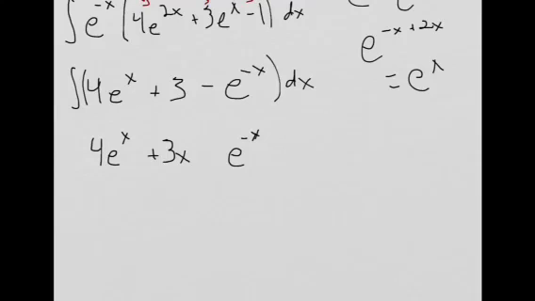Now I just have to work out my coefficient so that I get this minus sign out. What would I need to put right here so that when I take the derivative, I get this minus? Well, I would need it to be positive. And then I get my plus c. And that's all for that one.